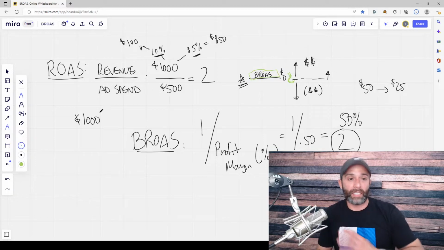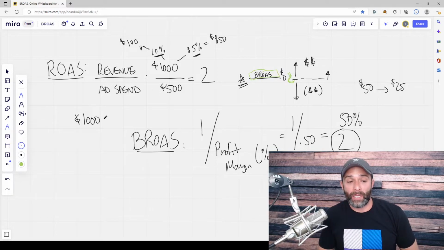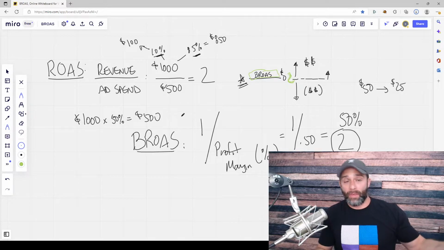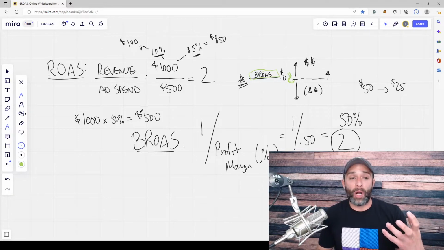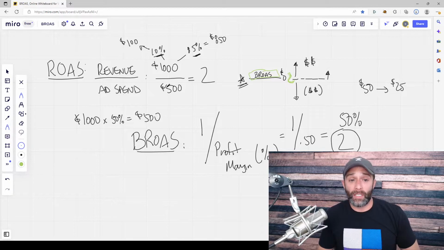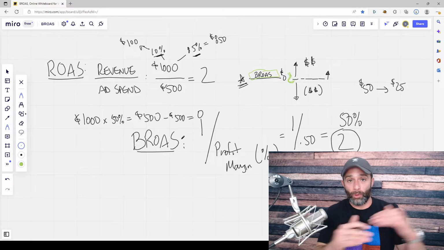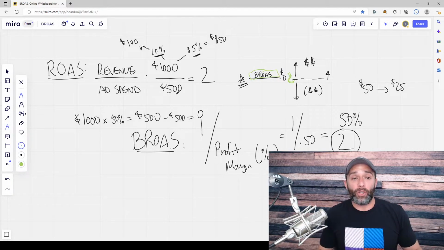So we'll talk about the ad spend in a second. You have a 50% margin, so that times 50% equals $500 in profit. So the $1,000 you made, 500 of it was profit, but then we got to deduct the $500 in ad spend to make that $500 in profit, and we get 0. We break even.